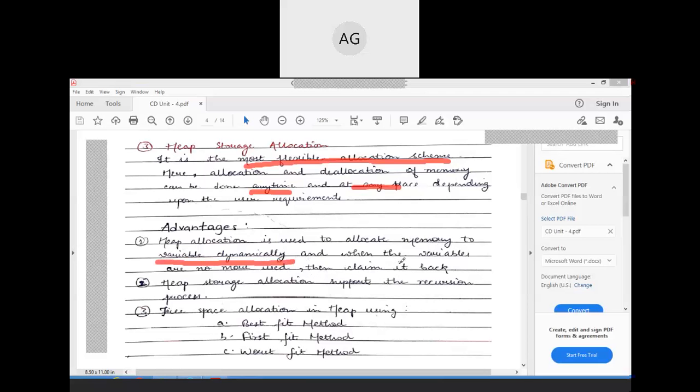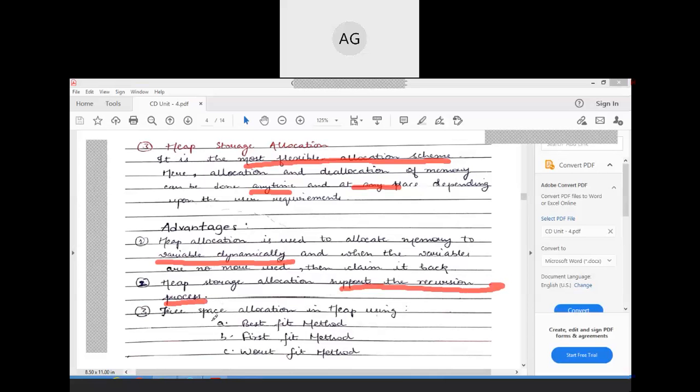So you can also reuse that memory once the variables are no longer in use in the program. So these are the advantages of heap storage allocation. The second advantage is that heap storage allocation supports recursive procedures, just like the stack storage allocation.